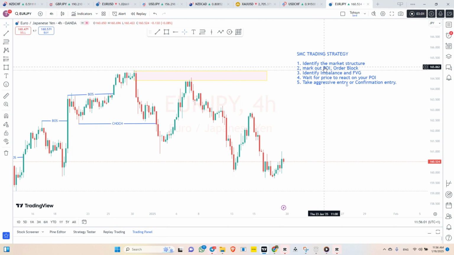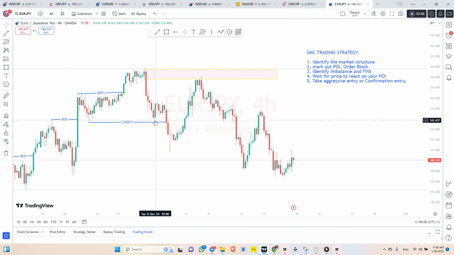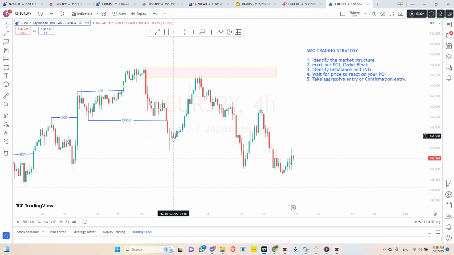So, identify the market structure, which we already did. The market was in an uptrend, then it changed character to the downside, meaning the market is now in a downtrend, no longer in a bullish momentum. So mark out the POI order block. This was our POI, the one that caused the downtrend.